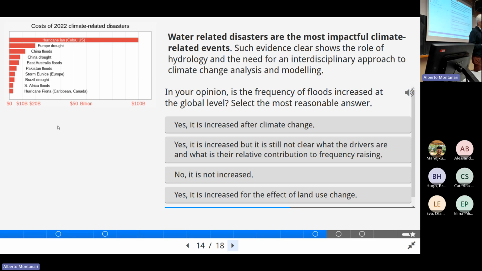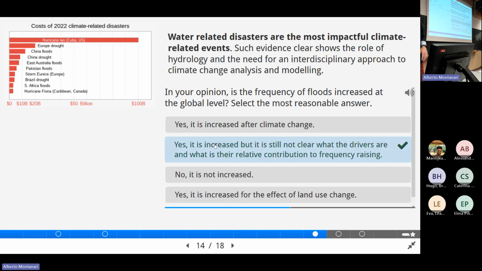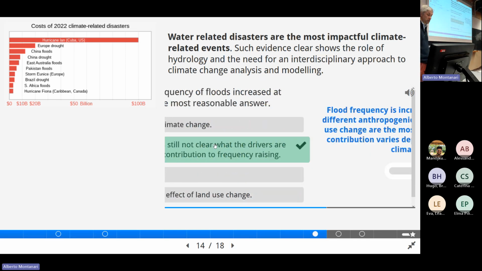And in any case, where you find an increase of flood frequency, we should also take into account land use change, which is a very relevant driver. In fact, land use change is blamed several times as the main cause for a flood. So the answer to the question, indeed, it's not so easy if one doesn't have any additional information, because one may also say, yes, it is increased by the effect of land use change. Actually, this is not always clear. So basically, the correct answer is that one.